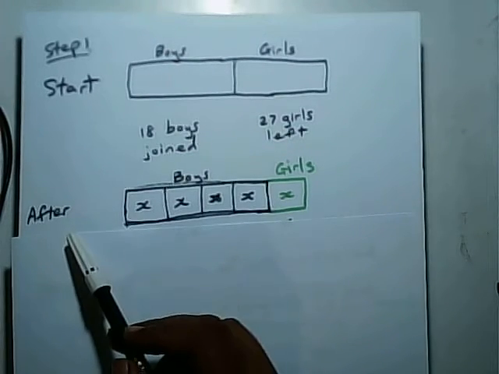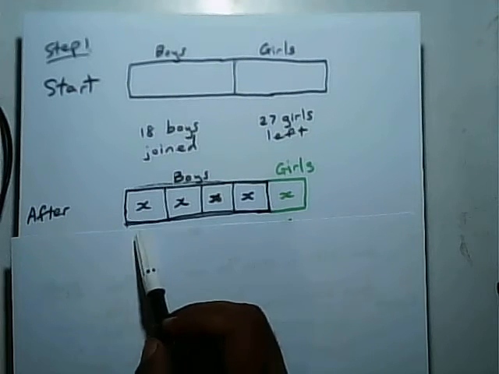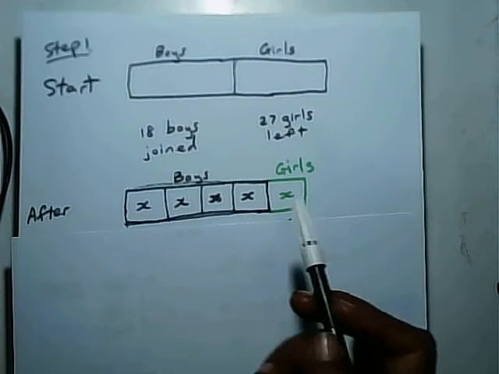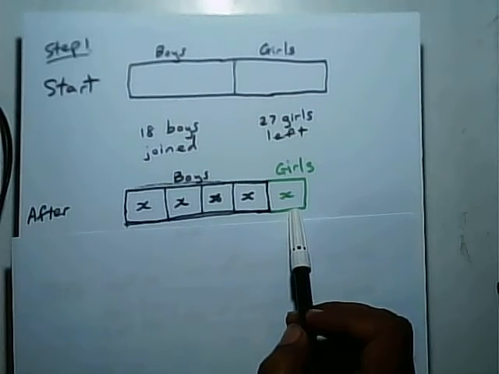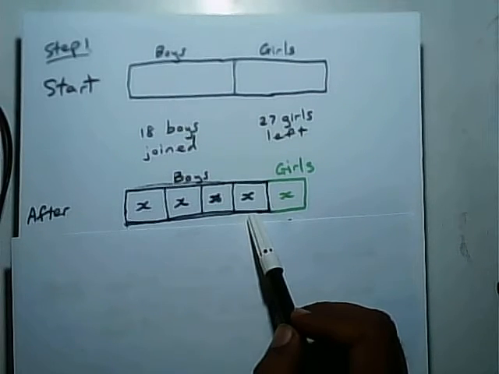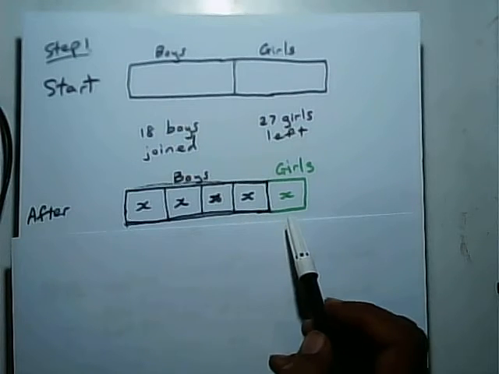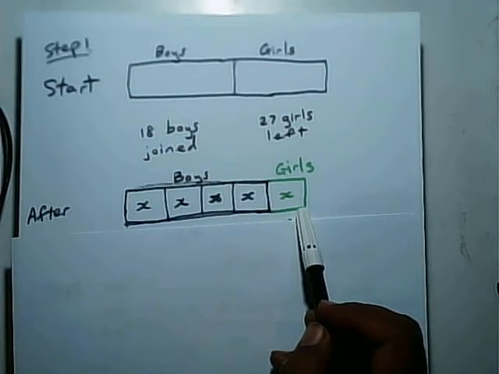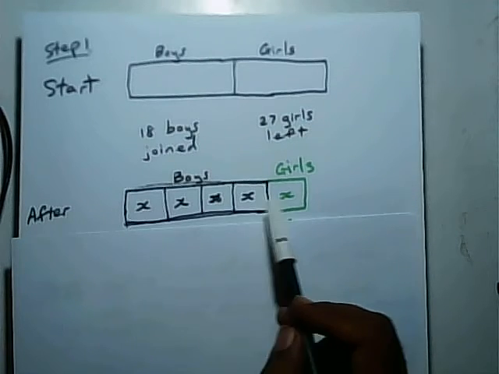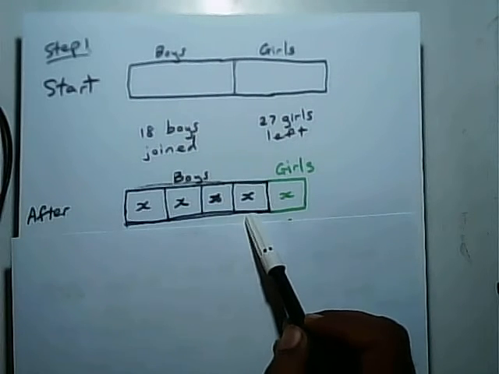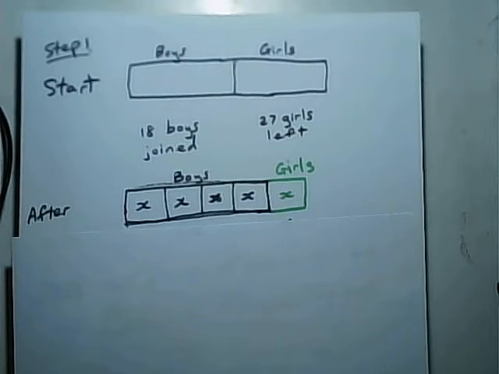So after they move around and so on, you got more boys than before, and this is the girls here. We have fewer girls than before, and they also told us that the number of boys was 4 times the number of girls. So if you say the number of girls is X, then the number of boys would be 4 times that X, or also known as 4X.